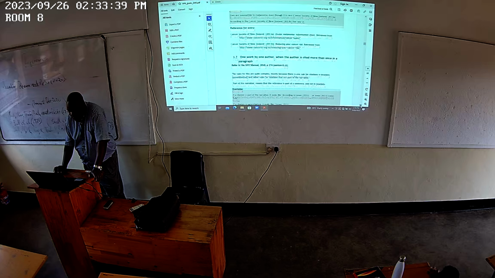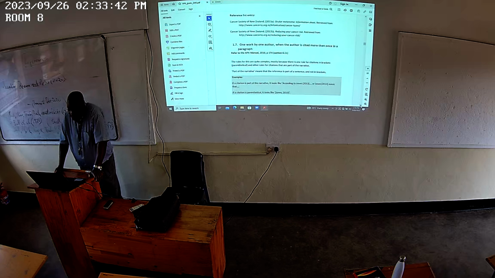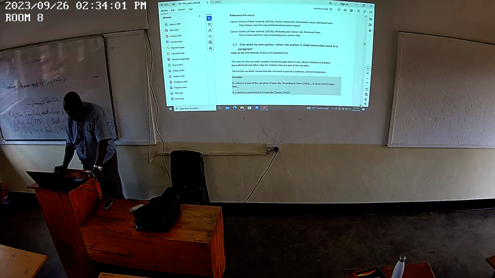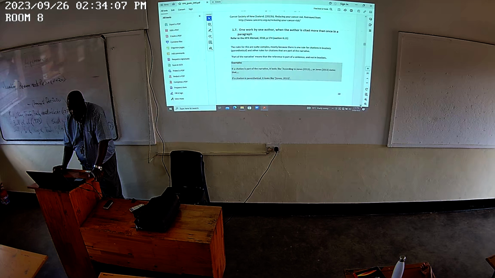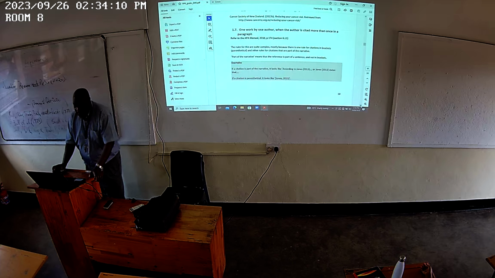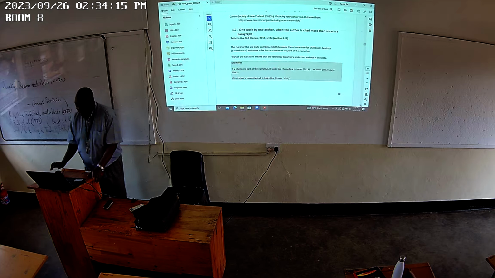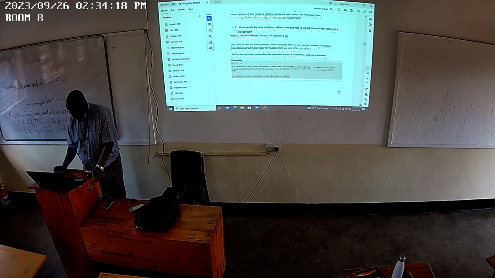The rules of this are quite complex, mostly because there is one rule for citation in brackets, that is alphabetical, and another rule for citation in other parts of the narrative. So if a citation is part of the narrative, it looks like this: according to Jones. For Jones, like that. Citation in parenthesis is like that. So it becomes a bit complicated.